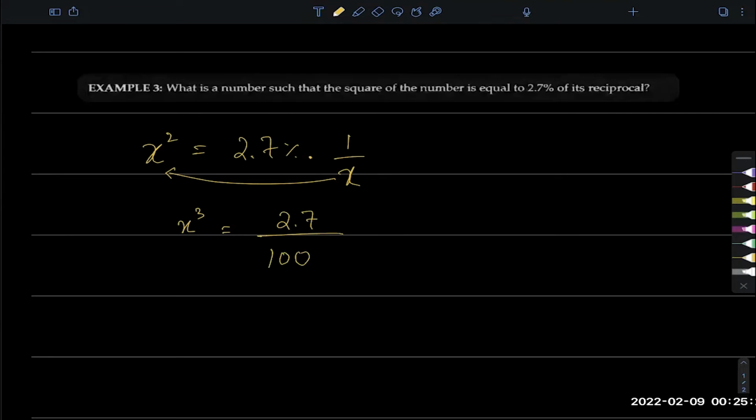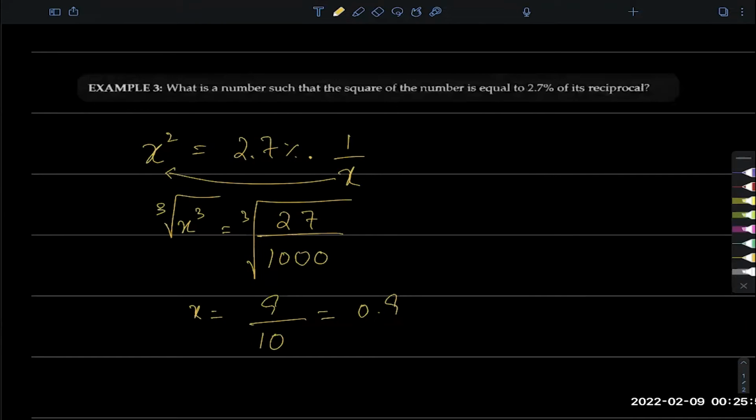Do you know how to convert a decimal into a fraction? This decimal has one number after it, so I put that many zeros. And now the point goes away. And now we know how to do it. This is a cube root problem. So I'm going to get x equals 9 over 10, and that is 0.9.